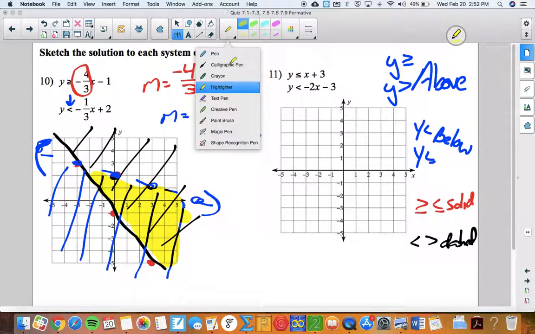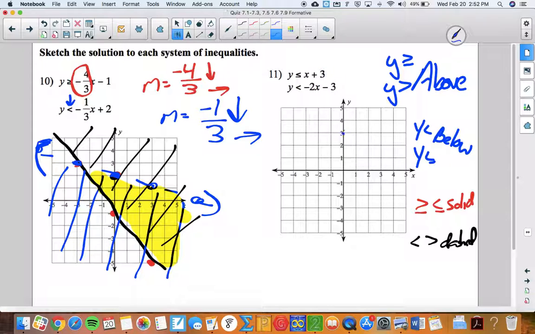Next one. Y-intercept is 3. Slope is 1, so up 1, right 1, up 1, right 1. I missed on that one. Did you see that blue dot? It was nowhere near where it should be, but good enough. And I started making a solid line, and then I'm like, oh, wait, do I need to dash this line? I don't, so I got lucky.